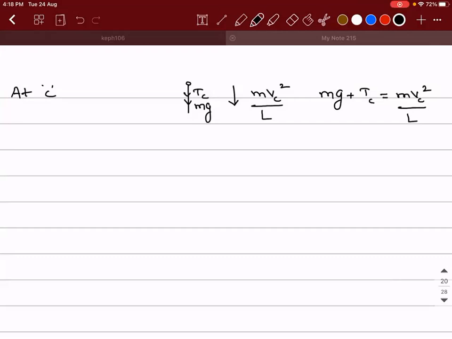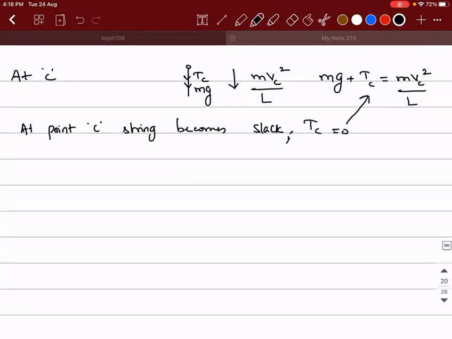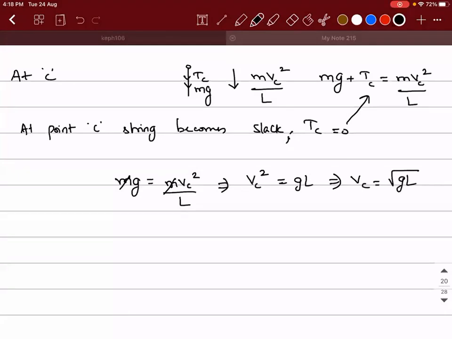But what did they say? At point C, string becomes slack. Meaning of it is tension at point C is 0. Substituting it here, you get mg is equal to m into Vc square divided by L. M and M will get cancelled, which implies Vc square is equal to gL, or Vc is equal to root of gL. And let this be equation number 5.